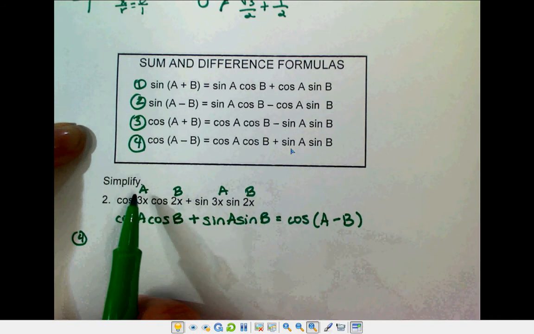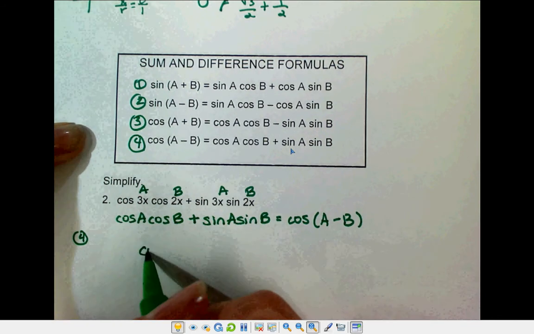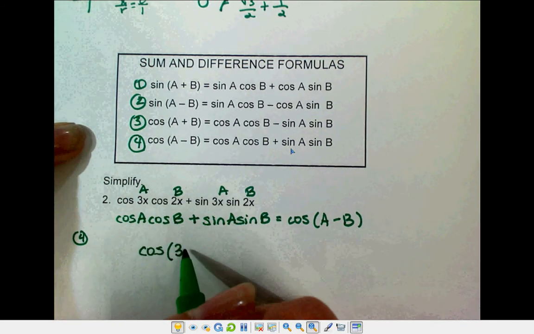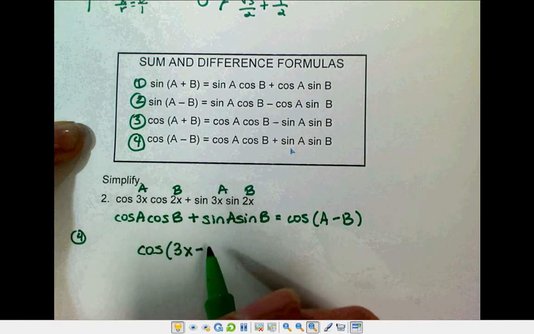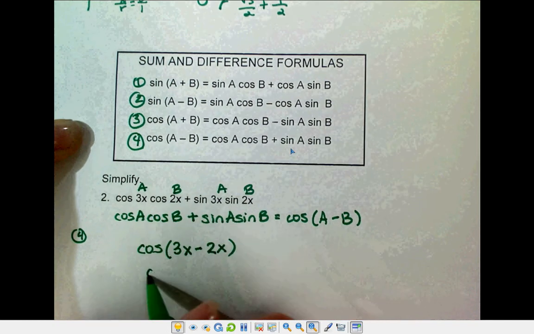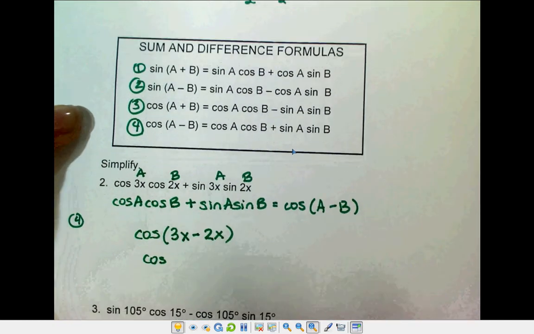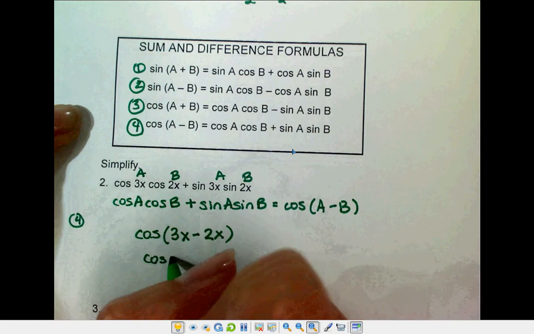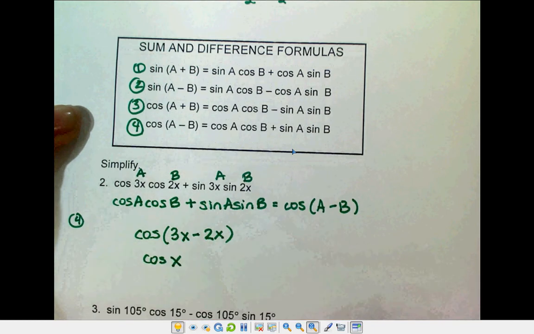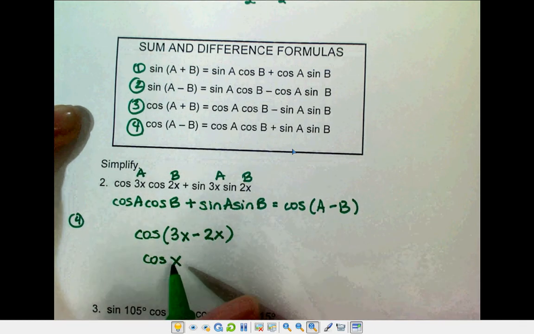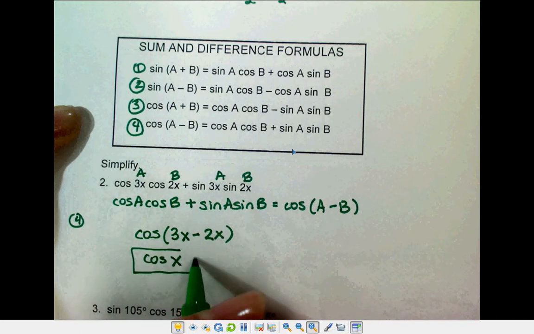And since I know this is A and this is my B, I can rewrite this as cosine of 3x minus my B, which is 2x. And to simplify this, 3x minus 2x is just cosine of x. And I cannot find cosine of x because I don't know what x is. And so this is just my final answer.